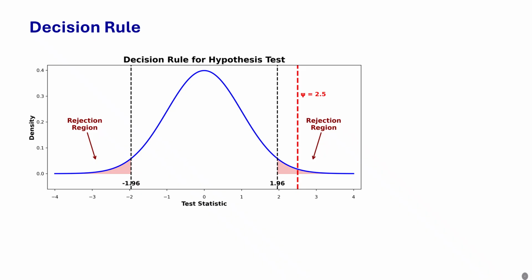Our test statistic is 2.5. Since 2.5 is greater than 1.96, it falls in the rejection region. Therefore, we reject the null hypothesis.